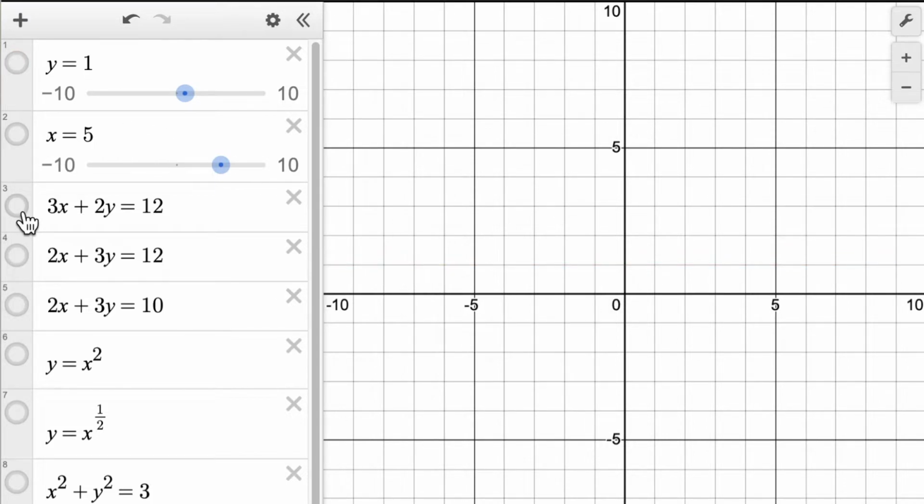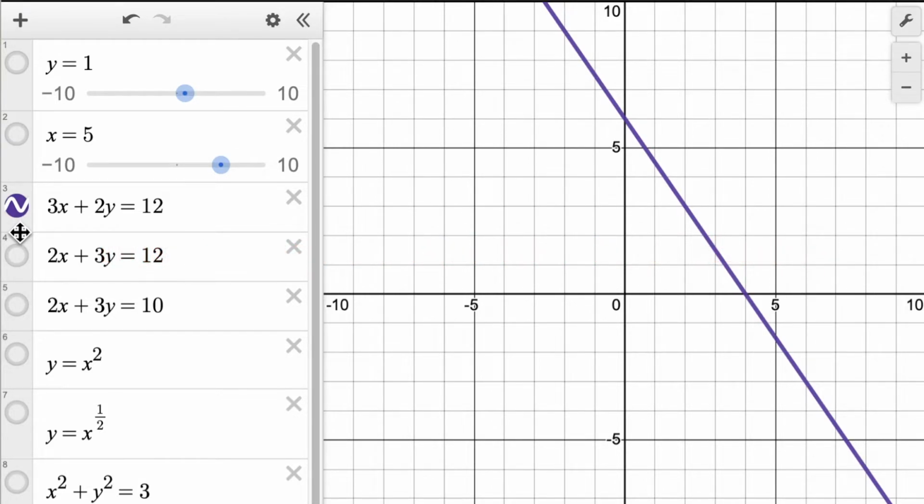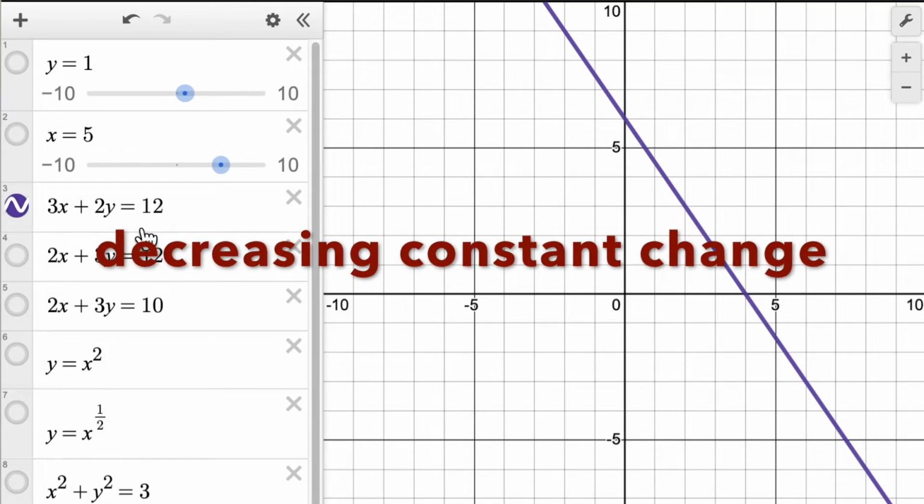If I highlight the third one, we see we have a little bit of a slant. And the slant is a negative rate of change. Why? Because it's going down from that vertical line in the center, from the y-axis. Just by looking at the equation, we can't really see a pattern. But if we graph this equation, we can start to see a pattern. There's a constant change. It's a decreasing constant change.